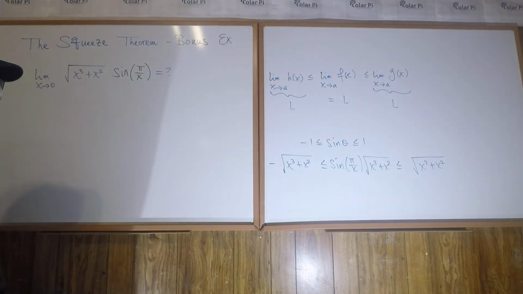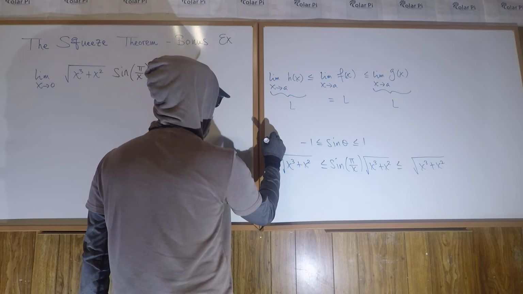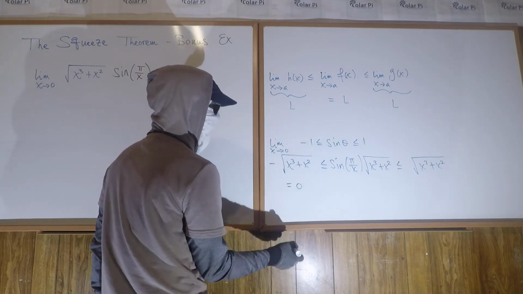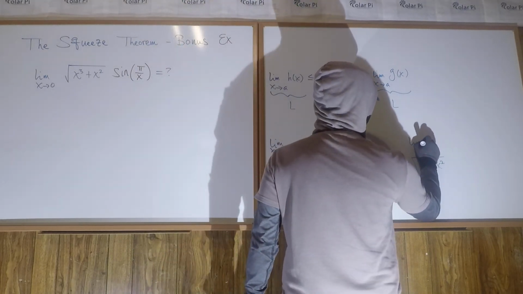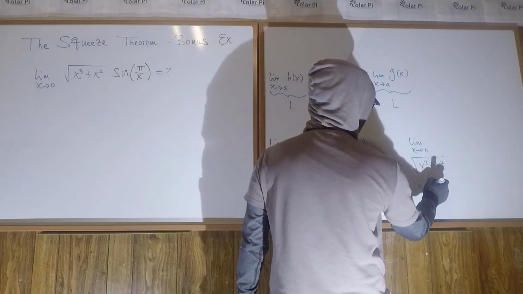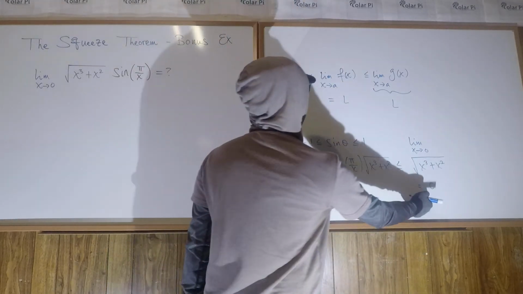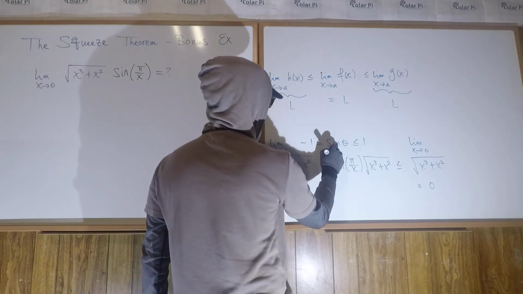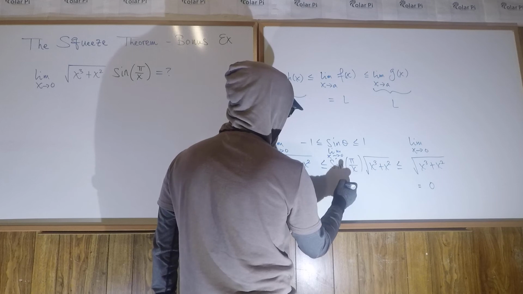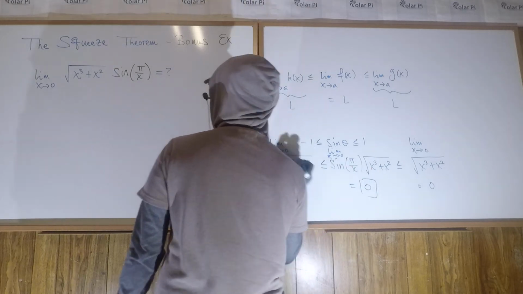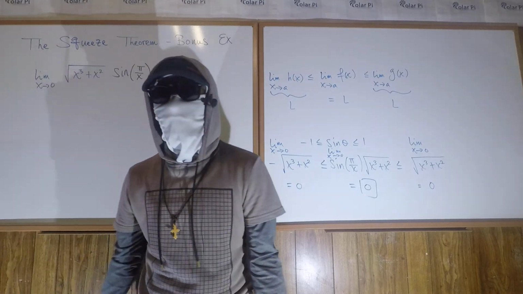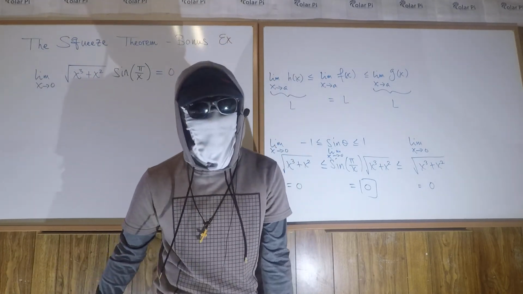Now, what's the limit as x goes to 0 of h of x? That's just 0. And what's the limit as x goes to 0 of g of x? That's also equal to 0. So this 0 and this 0 represent the L. Then we say the limit as x goes to 0 of our middle function, f of x, is also equal to 0. And so this limit here, replacing the question mark with a 0, is all we've got. I hope you enjoyed this. Keep watching. Take care.